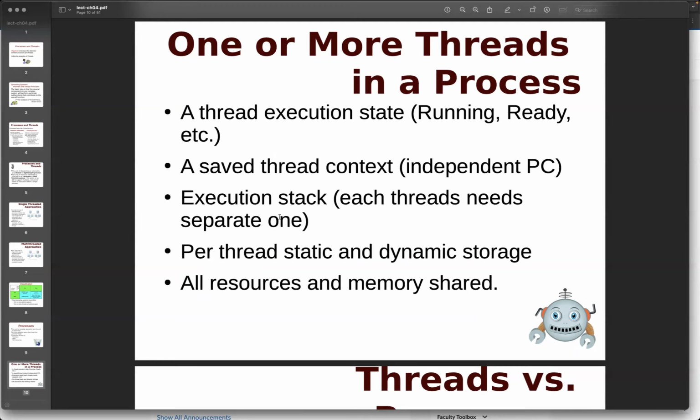So it's the same. Also, we will save the thread context. If you still remember process context, it will be the same, just because thread and process have a similar breakdown, so you can see all the terms and vocabulary are really the same. And then the execution stack: each thread needs a separate run, a per-thread stack or dynamic storage, and also all the resources and memory are shared. So that's how it works.